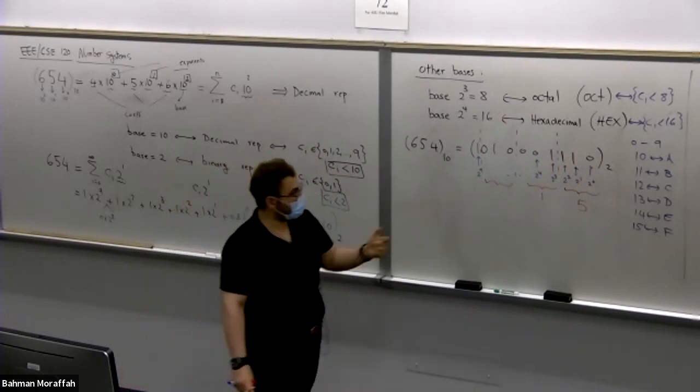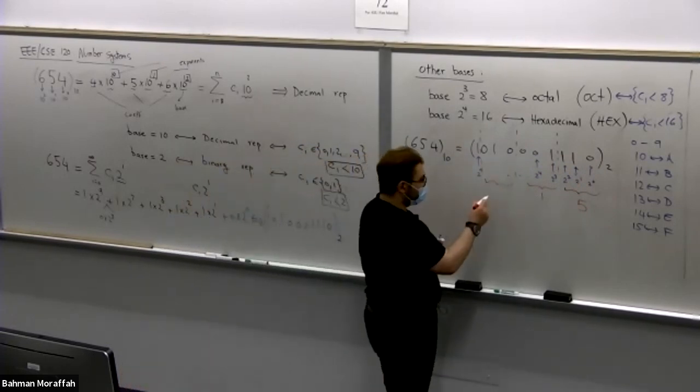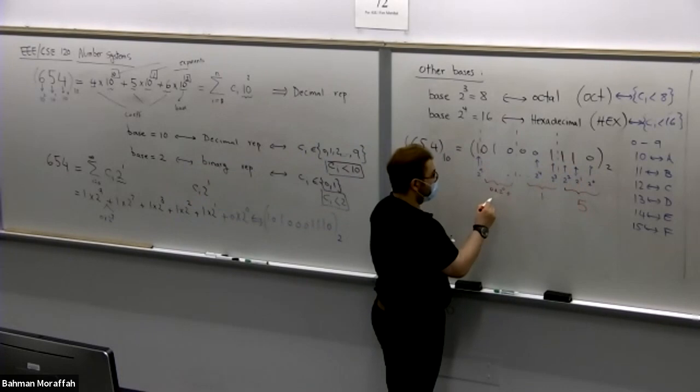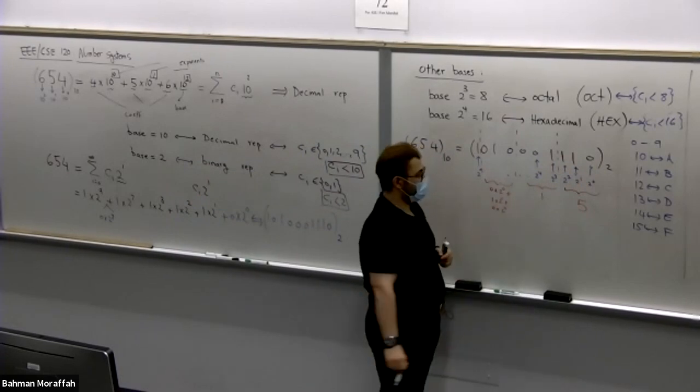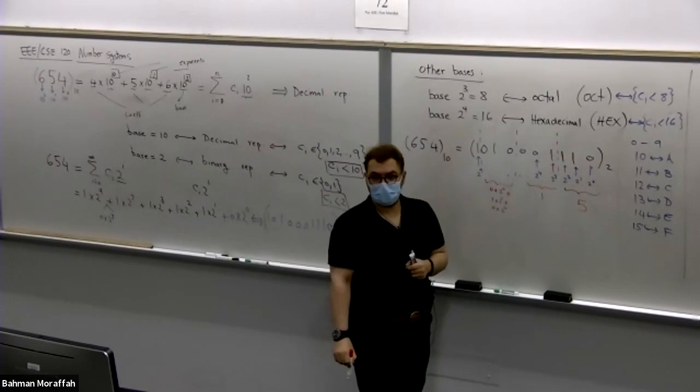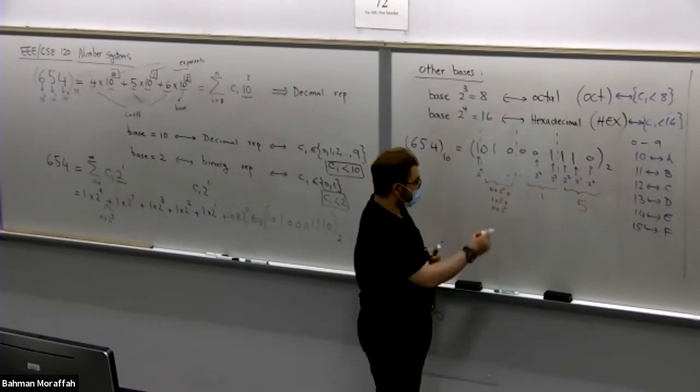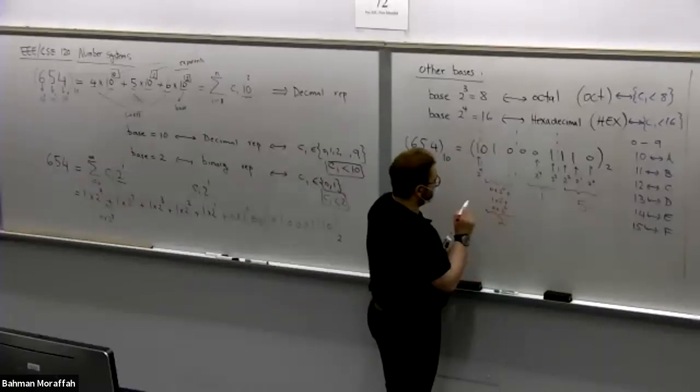In octal, what is this number? That's 0 times 2 to the 0, plus 1 times 2 to the 1, plus 0 times 2 to the 2. What is it? It's a 2. So this number here is 2.